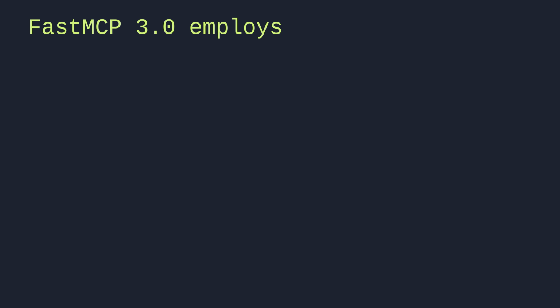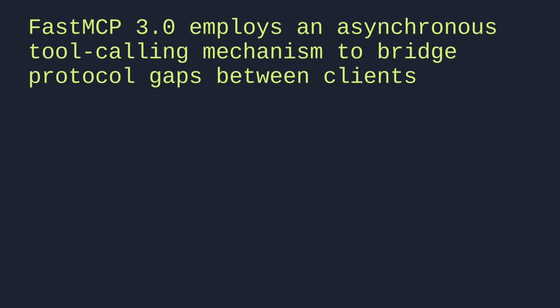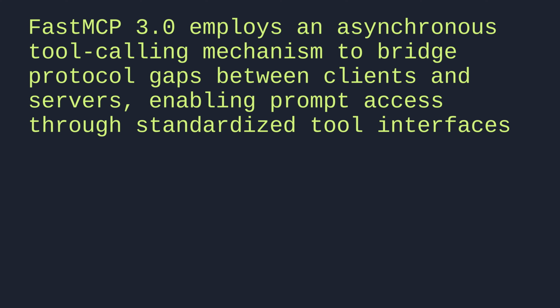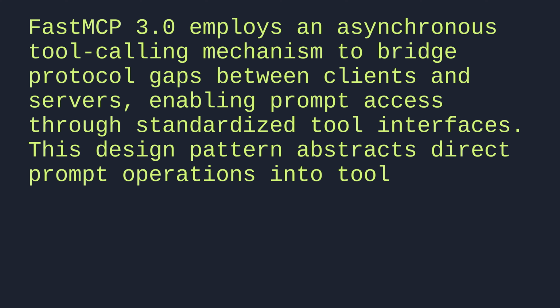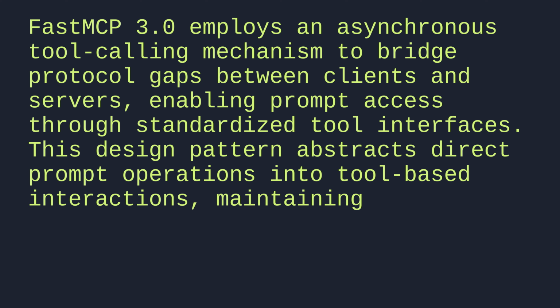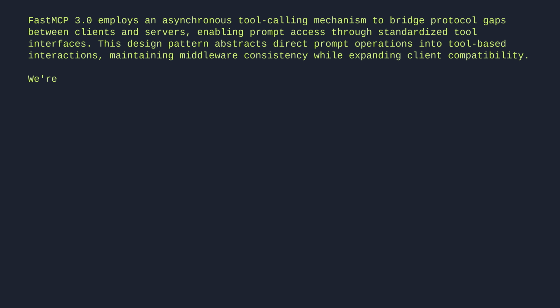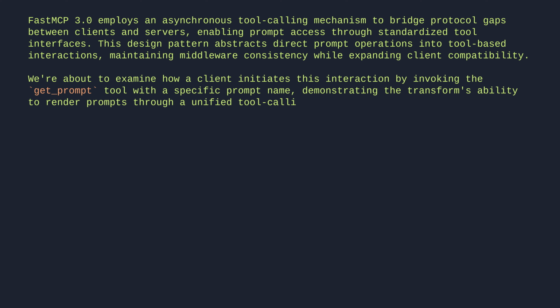FastMCP 3 employs an asynchronous tool calling mechanism to bridge protocol gaps between clients and servers, enabling prompt access through standardized tool interfaces. This design pattern abstracts direct prompt operations into tool-based interactions, maintaining middleware consistency while expanding client compatibility. We're about to examine how a client initiates this interaction by invoking the getPrompt tool with a specific prompt name, demonstrating the transform's ability to render prompts through a unified tool calling interface.